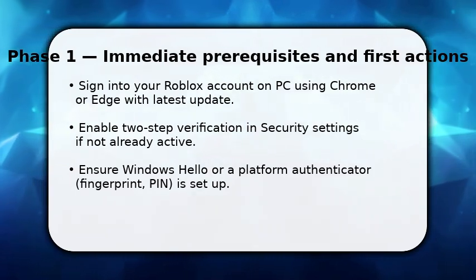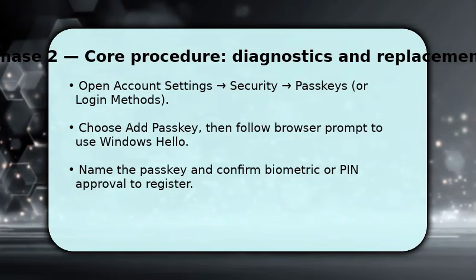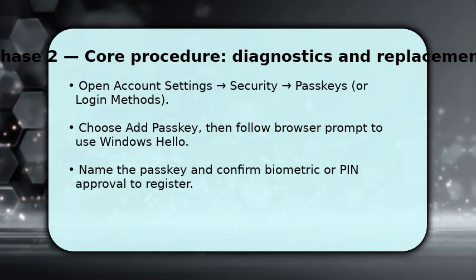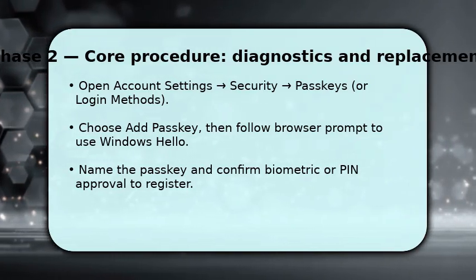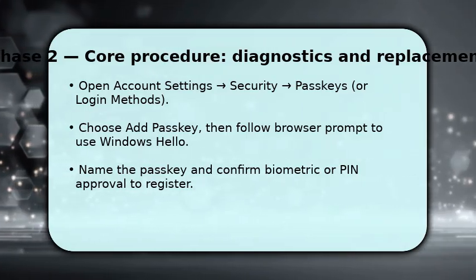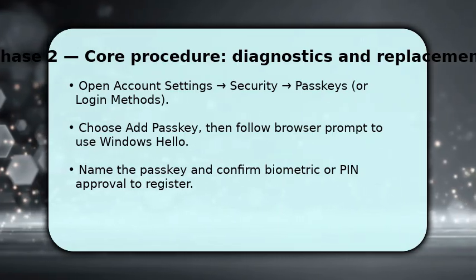Next, register the passkey inside your Roblox account. Navigate to Account Settings, then Security, and select the Passkeys or Login Methods area. Click Add Passkey. The browser will show a WebAuthn prompt. Choose Use Windows Hello or your platform authenticator. When prompted, complete the biometric scan or enter your PIN.